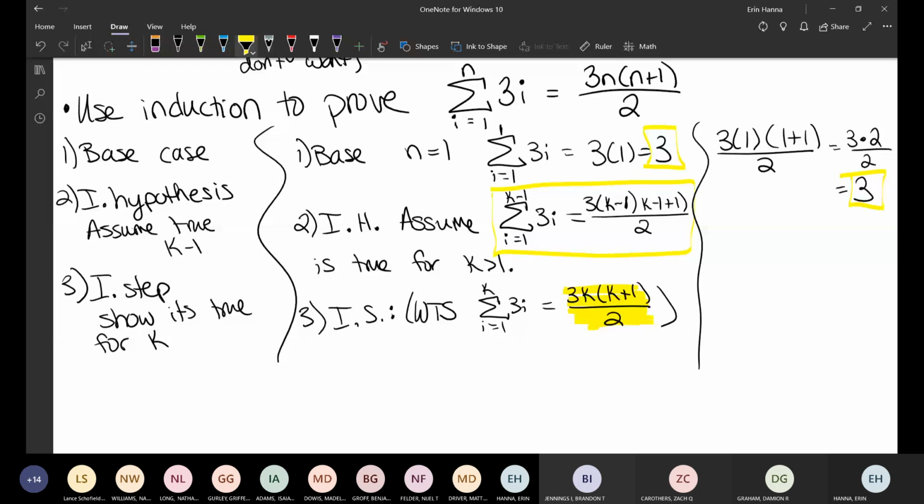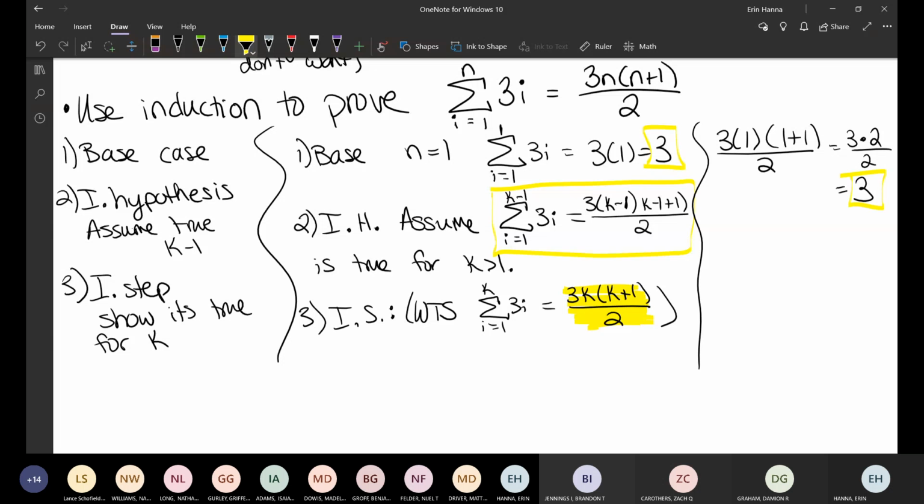So we're going to start on the assumption of the inductive hypothesis. We literally just write that. Yep, pretty much. You just say assume that the thing you're trying to prove is true for k-1, and you just have to say it is true for k greater than 1. So you can essentially write it out just like that. It's perfectly fine.